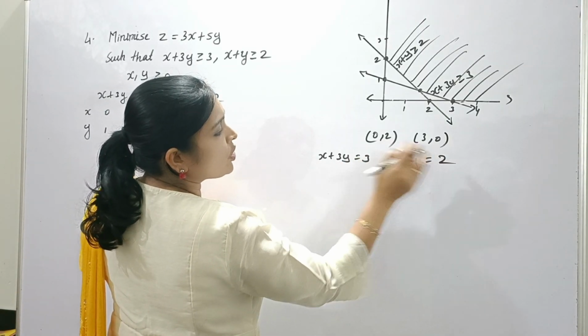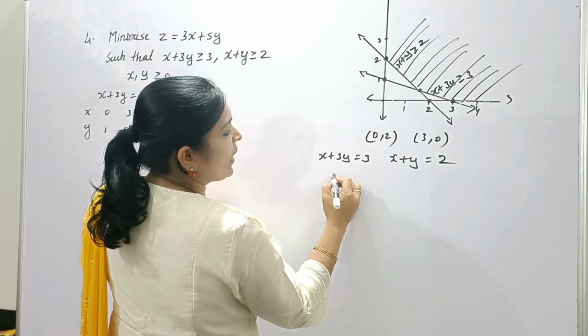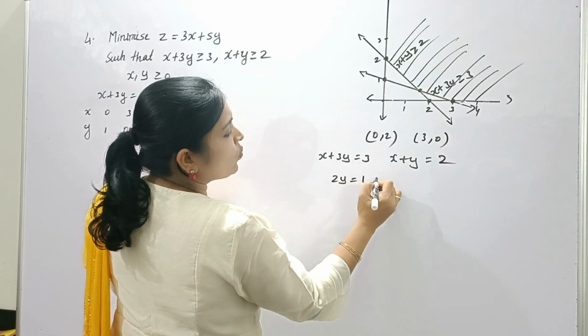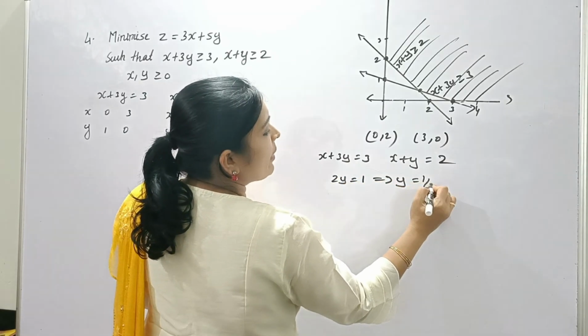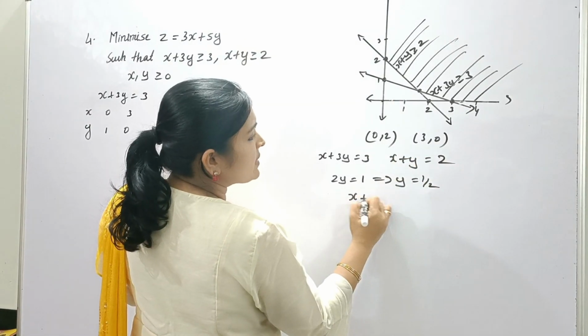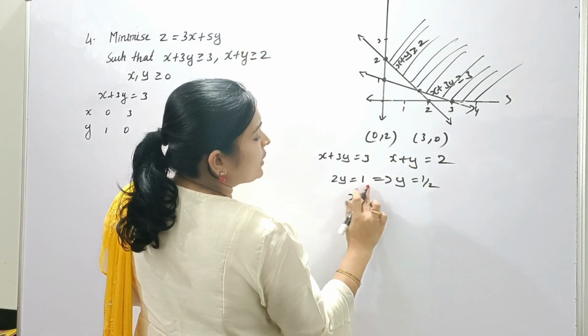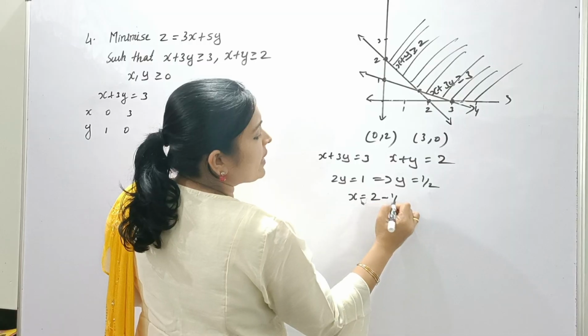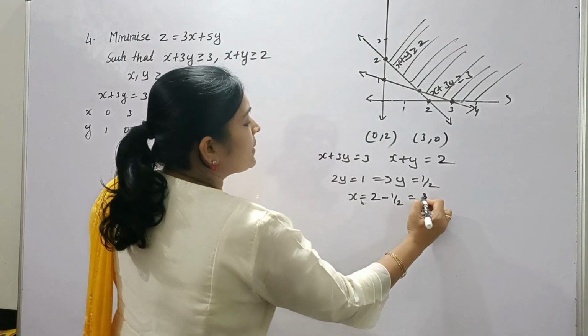Equation 1 minus equation 2, we will get 3y minus y, 2y is equal to 1. That implies y is equal to 1 by 2. Substitute this y is equal to 1 by 2 here. So x plus 1 by 2 is equal to 2. That is x is equal to 2 minus 1 by 2. That is 3 by 2.